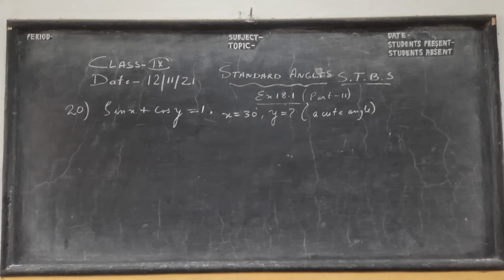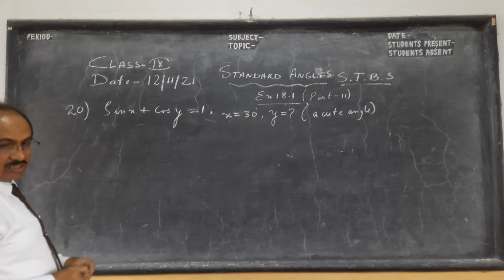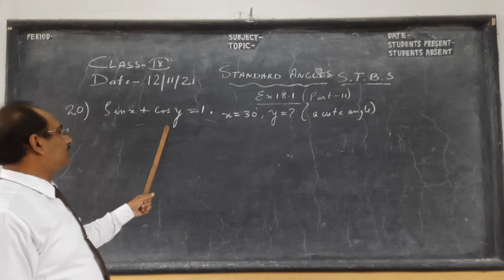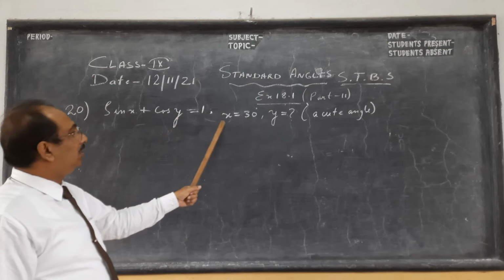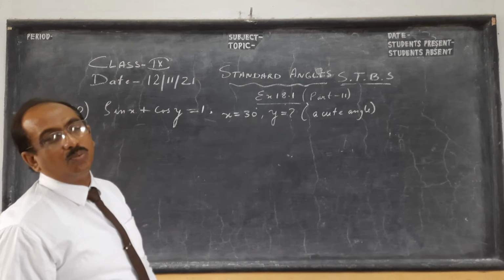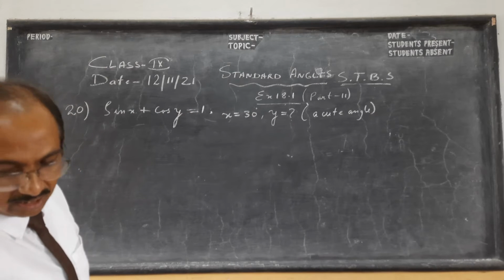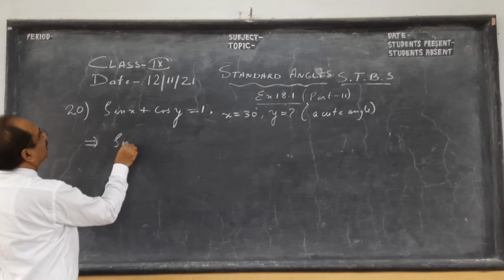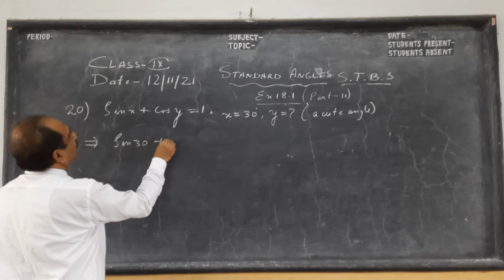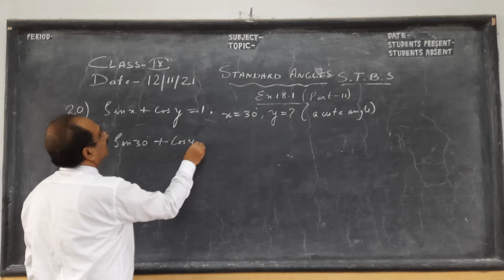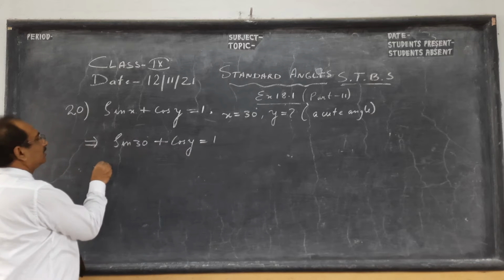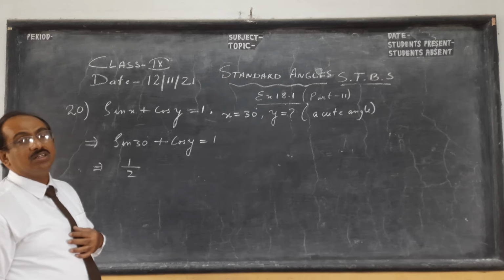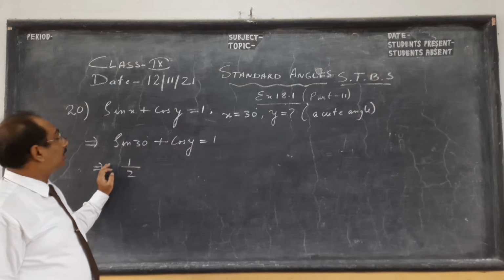So next we move on to question 20. What is given is sin x plus cos y is 1. The value of x is given, and we have to find y in degrees. So we write down the value of sin 30 degree plus cos y is 1. Sin 30, children, you will see in the standard angle video, is half.